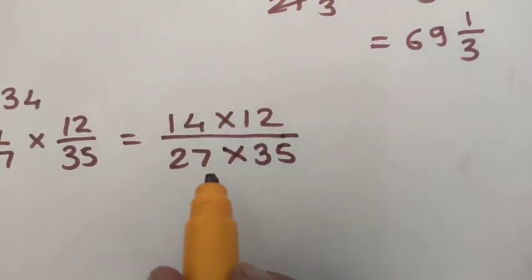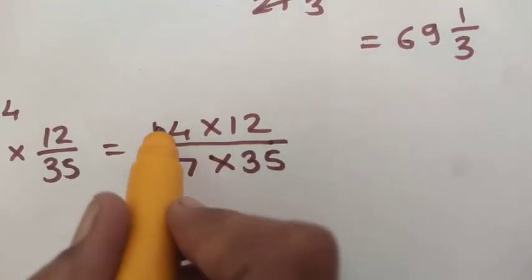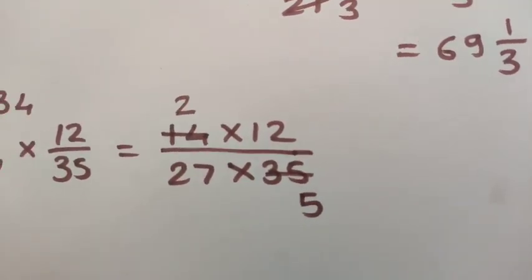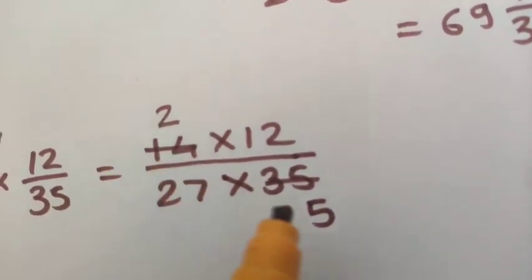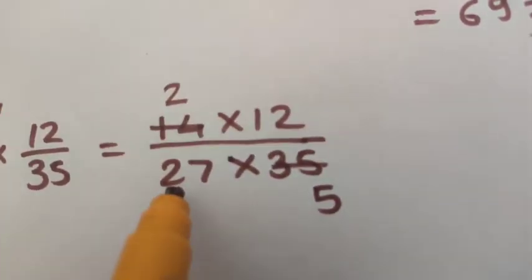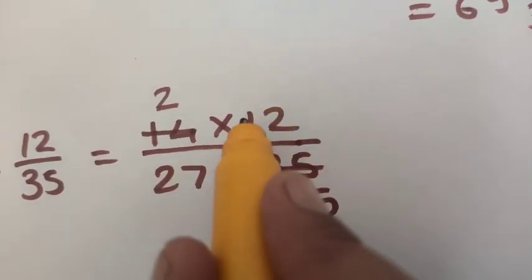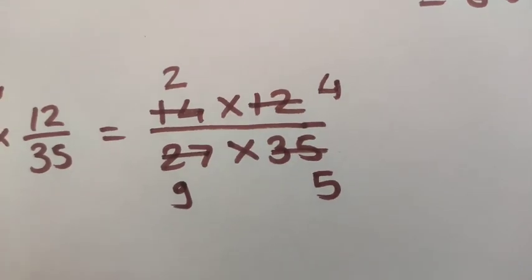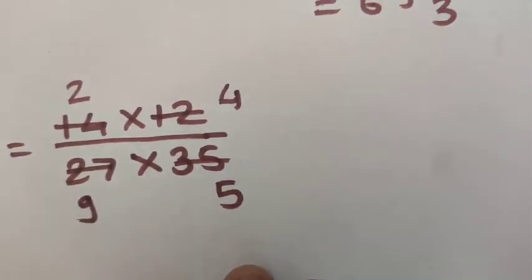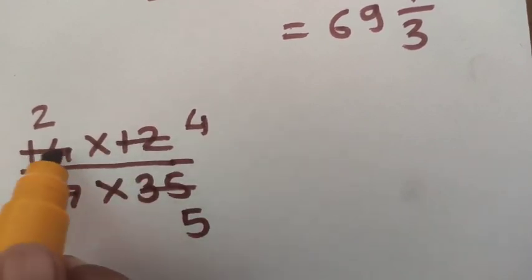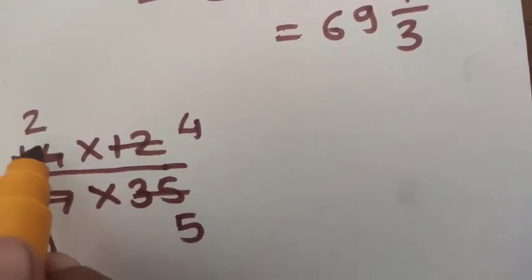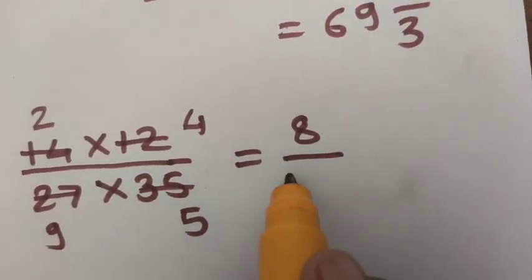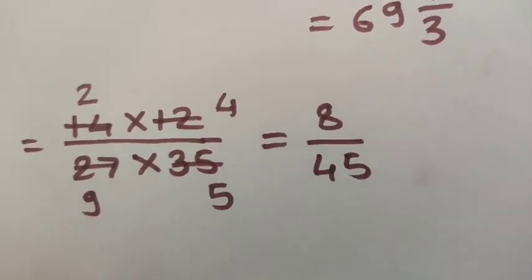So divide it first. Now see, 14 and 35 I am dividing by 7. 7 2s are 14, 7 5s are 35. Now this 12 and 27 I am dividing with 3. 3 4s are 12, 3 9s are 27. This cutting division you have to do properly. यहाँ पे 14 और 12 है तो यहाँ पे आप 2 से डिवाइड मत करो. हाँ, आपको ऊपर और नीचे ही डिवाइड करना है हमेशा. 4 2s are 8, 9 5s are 45.